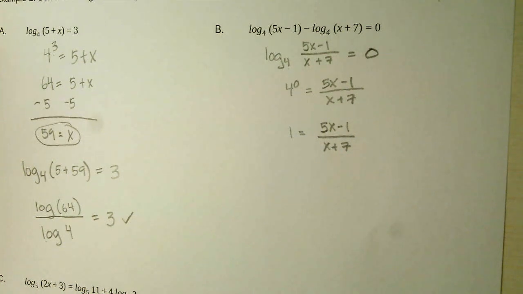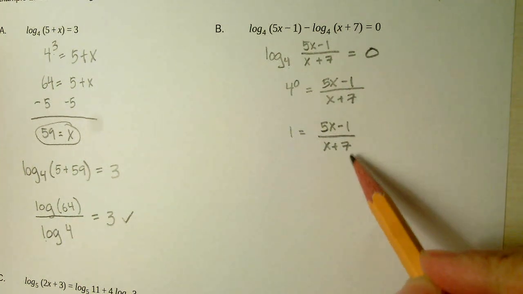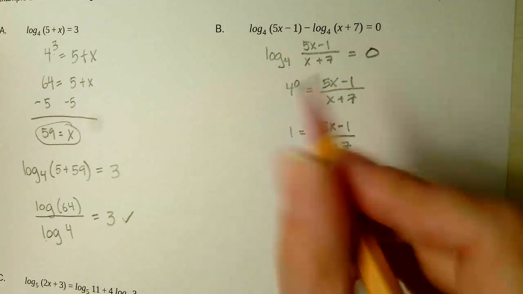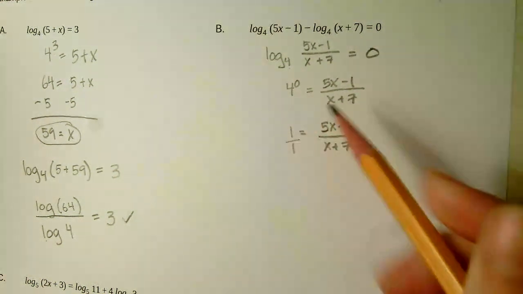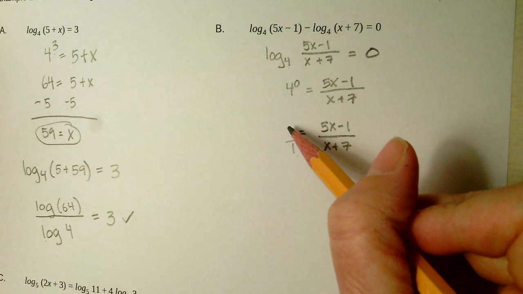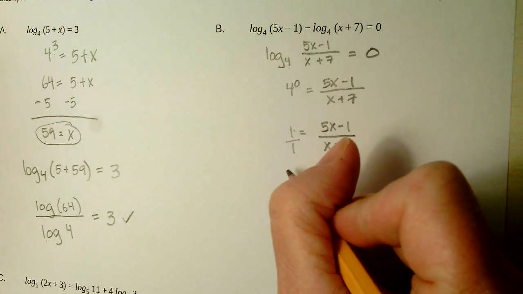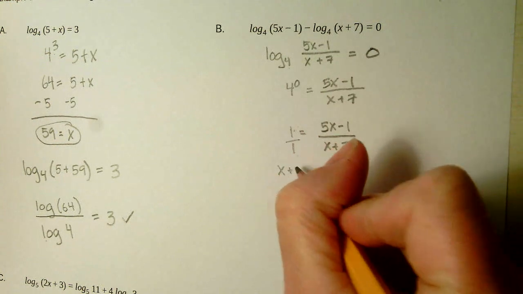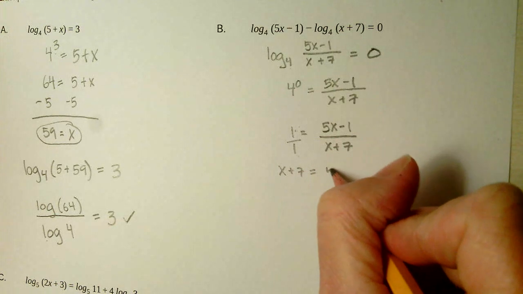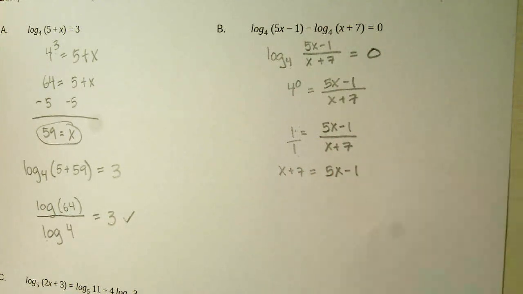Okay, I always think of this whenever I see a proportion, or a fraction, a rational algebraic expression: I cross multiply. So I think about my 1 as 1 over 1, and I cross multiply. 1 times x plus 7 is going to be x plus 7. And 1 times 5x minus 1 is going to be 5x minus 1.